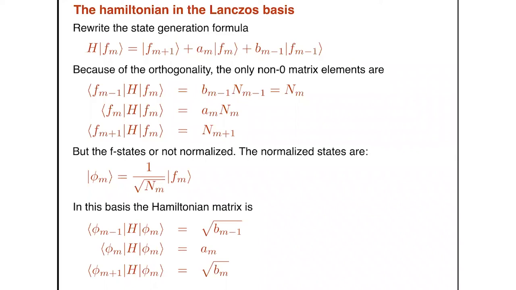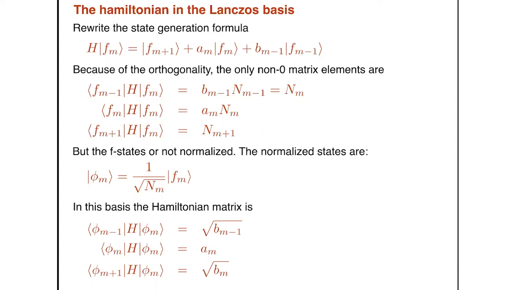Let's see. Where did the square root come from? Now I'm slightly confused here. So you have to divide by nm. Does anybody see where the square root comes from? I'm pretty sure it should be there, but I just somehow don't see it. Let's not worry about it. You have the normalization factor, and you have the elements in the unnormalized basis, so it should be easy to get these matrix elements. So that's now a tri-diagonal matrix.